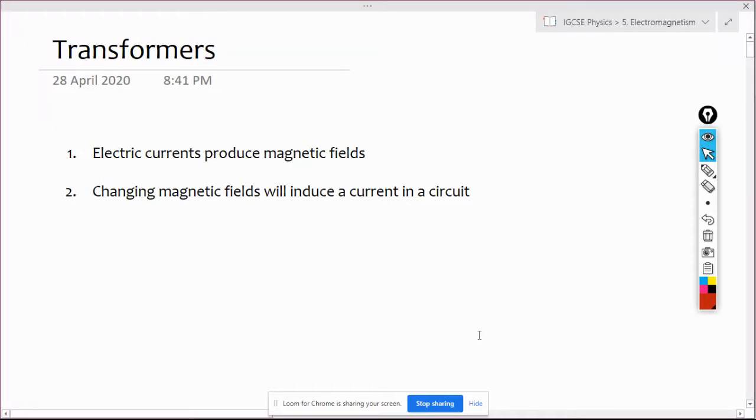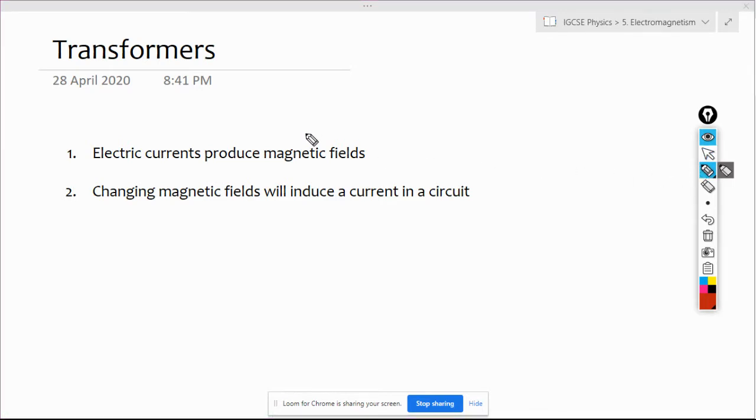So today we're continuing on with our electromagnetism unit and we're moving on to transformers. Transformers basically can change voltage. They transform voltage and current is what they do. So let's explain this a little better.